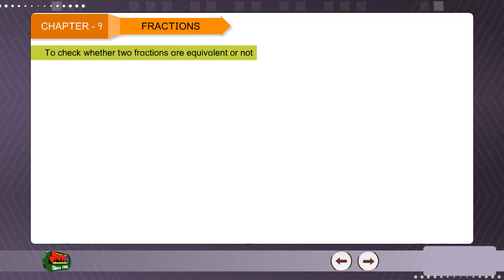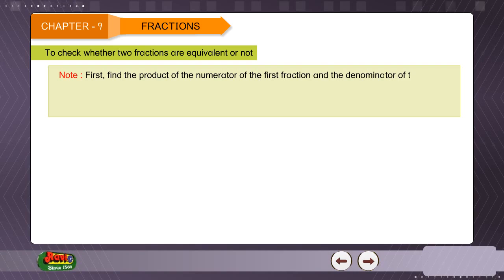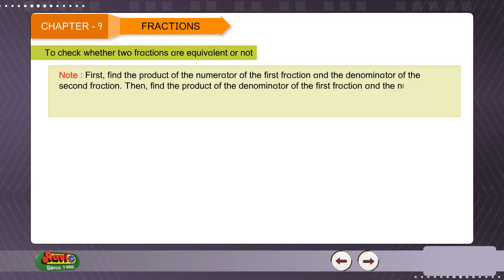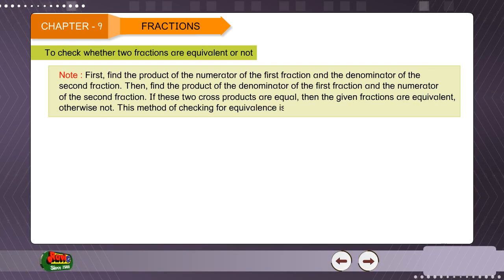To check whether two fractions are equivalent or not, note. First, find the product of the numerator of the first fraction and the denominator of the second fraction. Then, find the product of the denominator of the first fraction and the numerator of the second fraction. If these two cross products are equal, then the given fractions are equivalent, otherwise not. This method of checking for equivalence is called the method of cross multiplication.